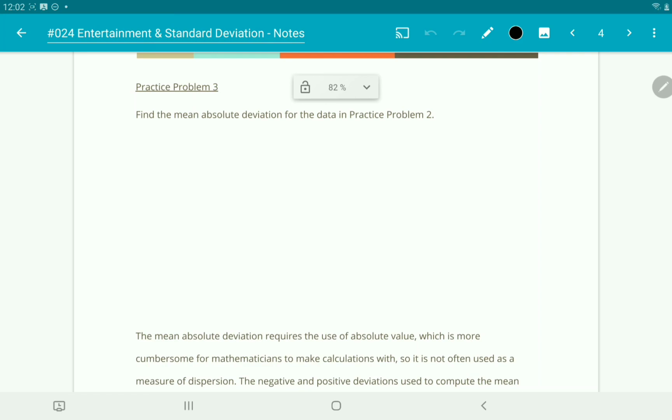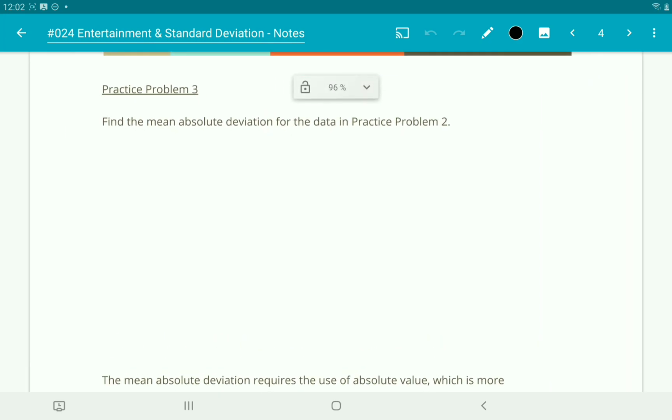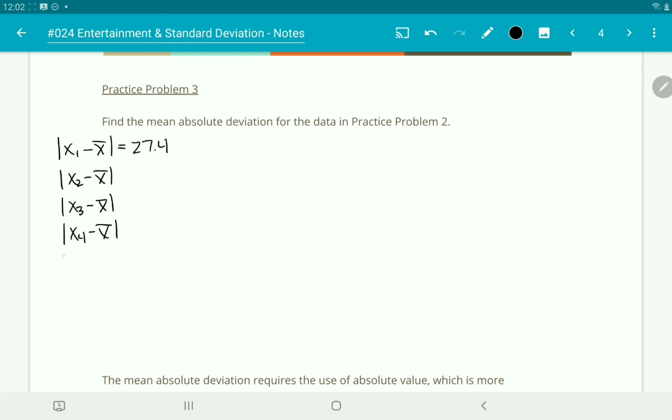So if we look at practice problem number 3, we're going to do it just like we did just now, except we're going to make them positive. When we did x1 minus x bar, we need to make it positive. We got 27.4 because it was negative 27.4. We're going to do the same thing for each of these, just taking the answer from the last page and making it positive. So we have 23.4, 1.4. The bars on either side stand for the absolute value.